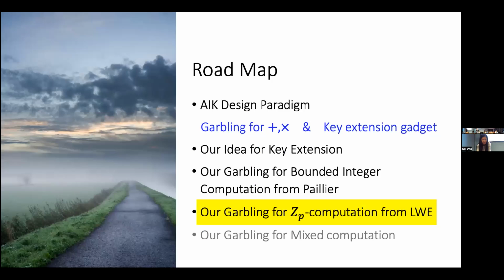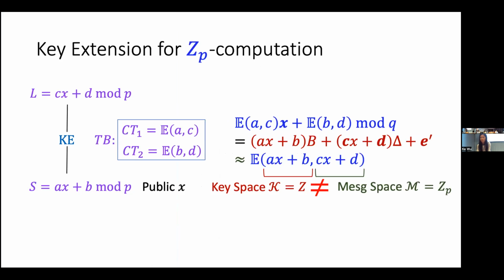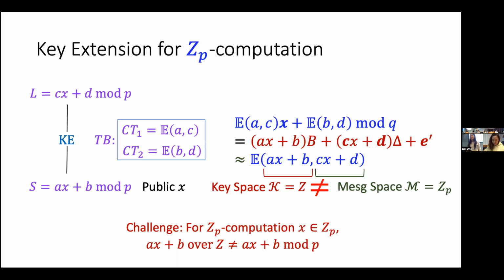Now everything falls apart when we go to the Z_P computation, which is much harder. What's the key problem? Let's think about the LWE version, where I have message space Z_P, and I have key space over Z. What happens is that I don't have that bounded property, because it used to be that my value is smaller than some fixed bound, but now I don't. The value is some Z_P element. That's the computation itself, right? So certainly in this case, AX plus B mod P is very different from AX plus B over Z. Make sense? That's the difficulty.